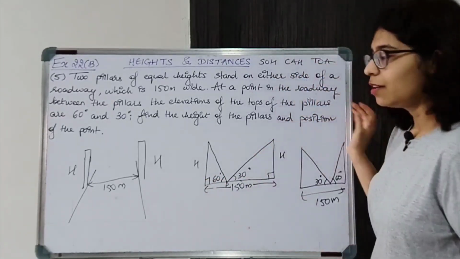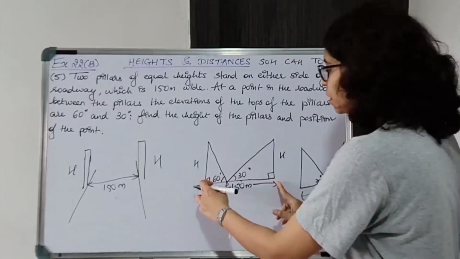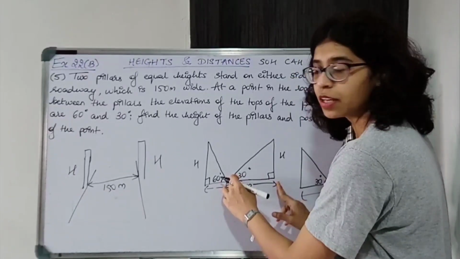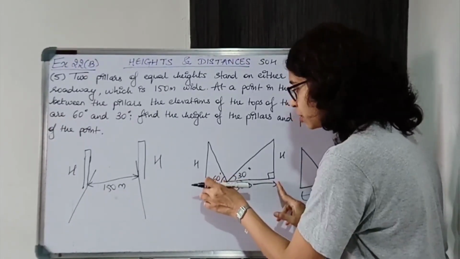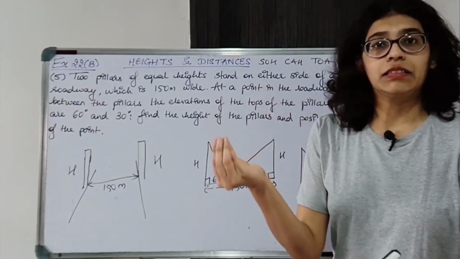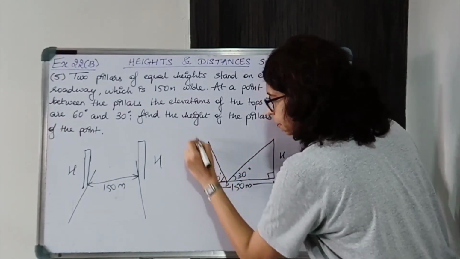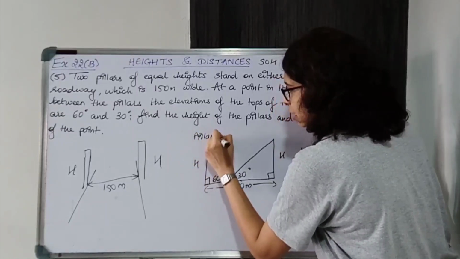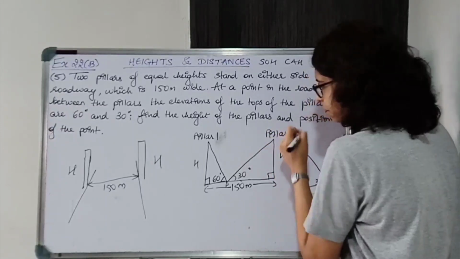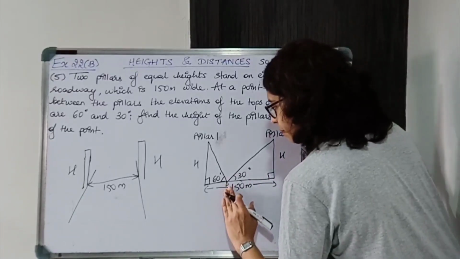Okay, now width of the road is 150 meters, that is the distance between the two pillars is 150 meters, and you have to find the position of this point. Position of this point, that is distance from this to this or distance from this to this. So take one of the distance as x. Take one of the distance as x. So from this pillar, from pillar 1, let's name this pillar as 1 and this as pillar 2. Okay? From pillar 1, let the position of the point be x.